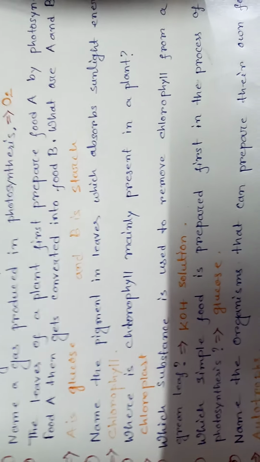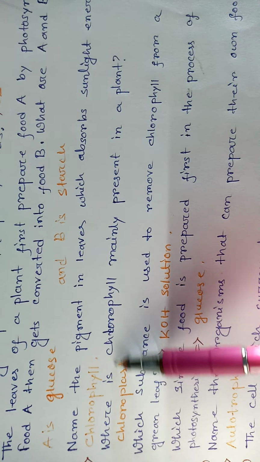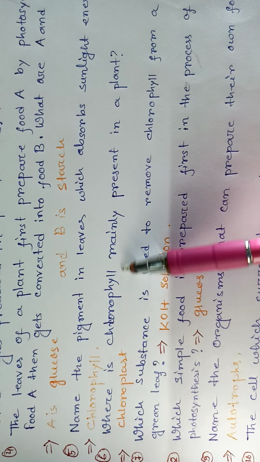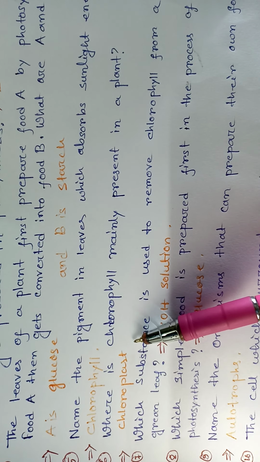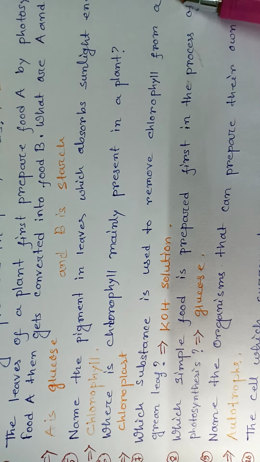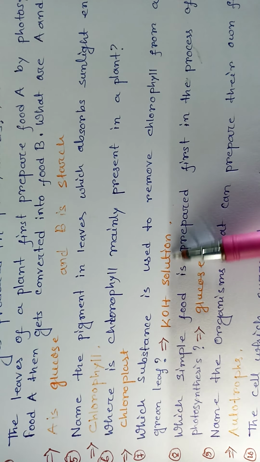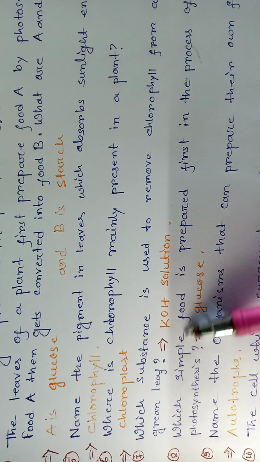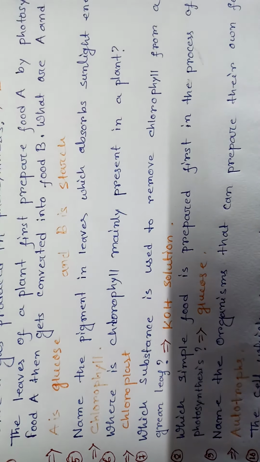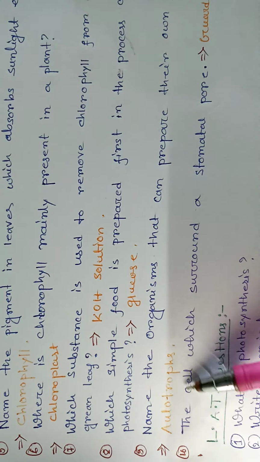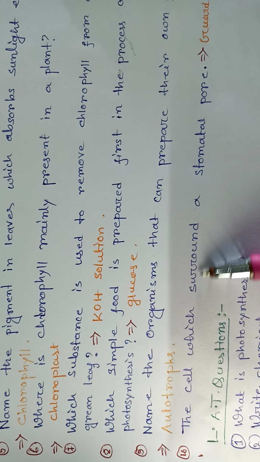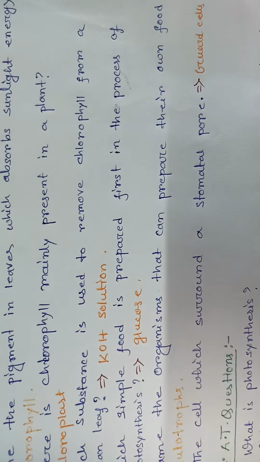Now name the pigment in leaves which absorbs sunlight energy. Obviously chlorophyll. Where is chlorophyll mainly present in a plant? Answer will be chloroplast. Next, which substance is used to remove chlorophyll from a green leaf? KOH or potassium hydroxide solution. Which simple food is prepared first in the process of photosynthesis? Answer will be glucose. Now next, name the organisms that can prepare their own food, known as autotrophs. The cells which surround a stomatal pore are guard cells.